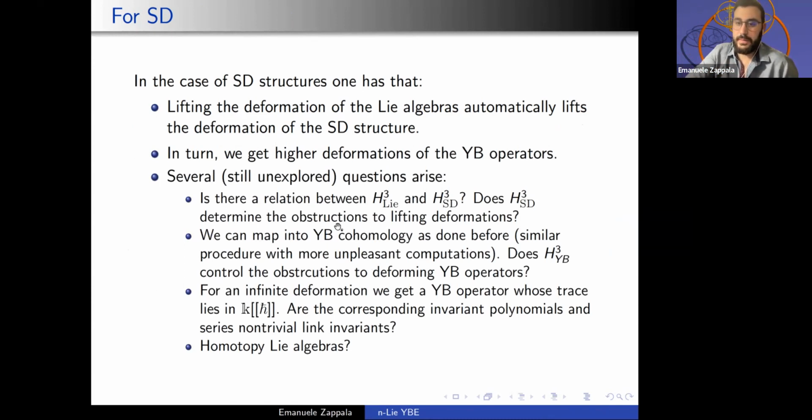So this gives rise to several questions, including how to control the obstructions in the case of self-distributive algebras. If you have an infinite deformation and you take the Yang-Baxter operator and you consider traces of links, do you get non-trivial invariants? There are basically power series invariants of the link. So you know that it's going to be invariant, but you don't know if the power series is actually trivial or not necessarily. So it's good to go and look at these examples.